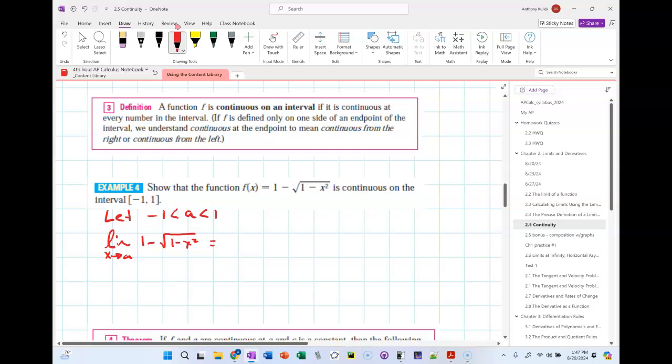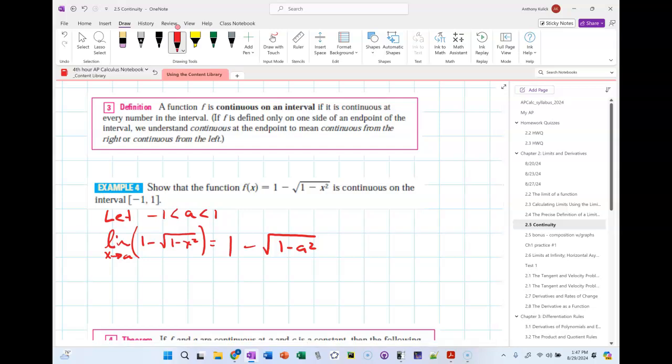And using my limit laws, I guess I should put a parenthesis there, I know that I can distribute my limit. So I have the limit as x approaches A of 1 minus the limit as x approaches A of the square root of 1 minus x squared. Well, that limit is 1, right? And the limit as x approaches A of the square root, well, that's a continuous function. So I could just do a direct substitution, and I have that.